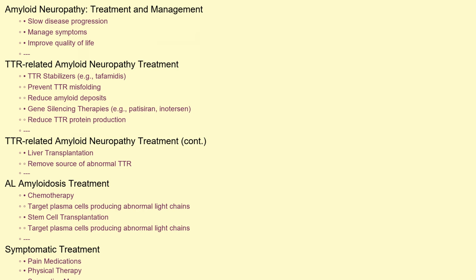The treatment and management of amyloid neuropathy focus on slowing disease progression, managing symptoms, and improving quality of life. For TTR-related amyloid neuropathy, TTR stabilizers, such as tafamidis, can help prevent the TTR protein from misfolding and forming amyloid deposits. Gene silencing therapies, such as patisiran and inotersen, reduce the production of TTR protein in the liver. Liver transplantation can be considered in some cases to remove the source of the abnormal TTR protein.